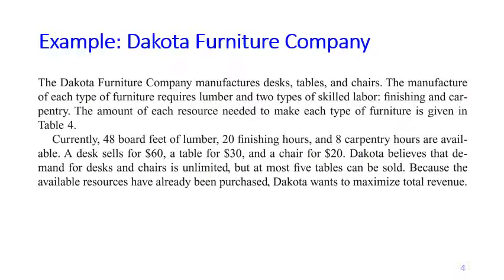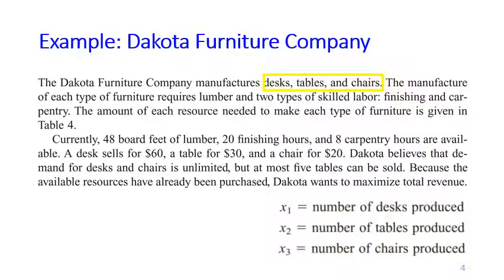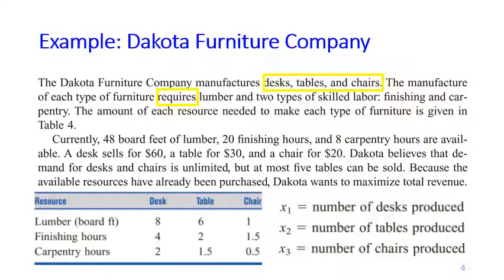Let's perform simplex algorithm on this example. So Dakota Furniture Company manufactures desks, tables, and chairs. So we can say that x1 is the number of desks produced, x2 number of tables produced, x3 number of chairs produced. And then, as always, when you see the word requires something, it means this sentence is talking about constraint. And then you can see the requirement of resources for each product and for every type of resource on this table.